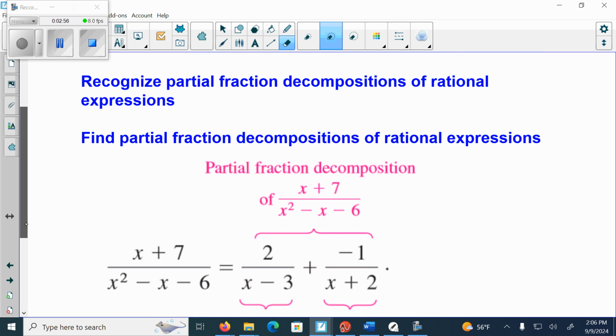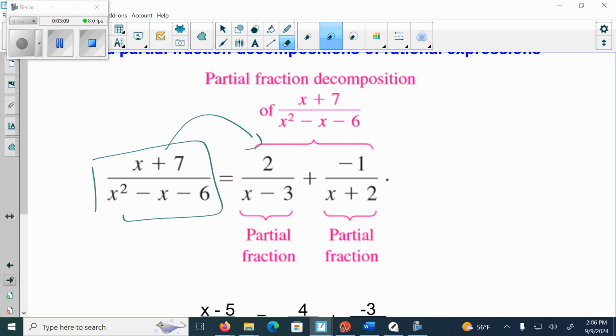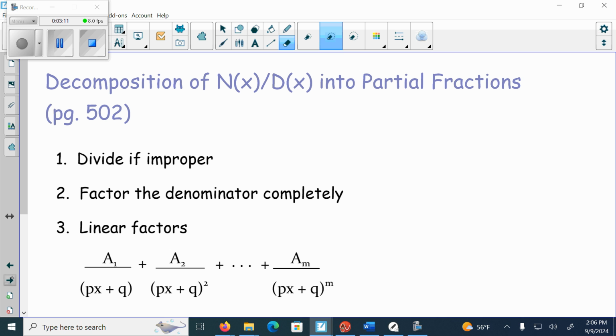So this is the work that we just did. This was x plus 7. We are going to be given this, and we're going to split it into those two parts. Okay? So it's a lot worse than it looks, but there's steps. So the first thing we're going to do is look at our fraction and decide whether it's a proper rational fraction or not.